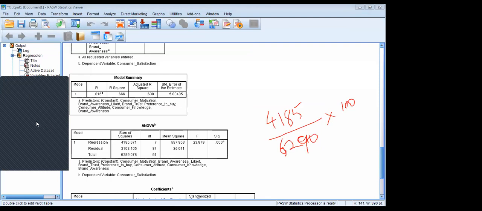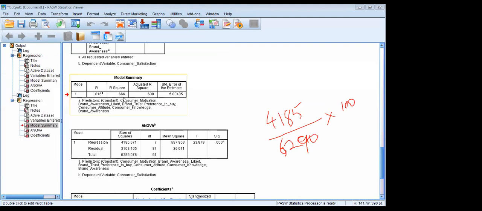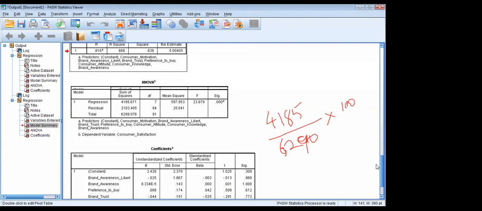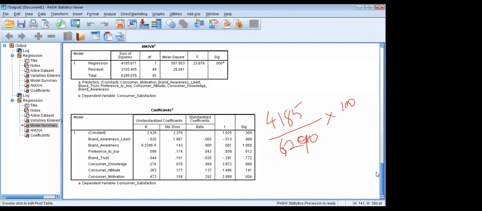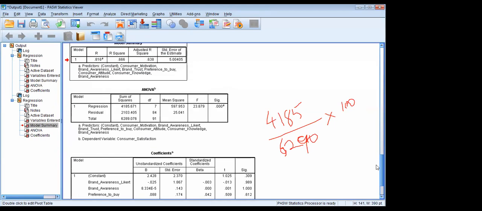418500 by 6290. What is the percentage? 66.53, correct? 66.53. Now look at the R square. Same, 66.6 almost. Only the decimals change. That means this regression summary is explaining the influence of the variables on the purchase decision or satisfaction, whatever it may be, to the extent of 66.66.